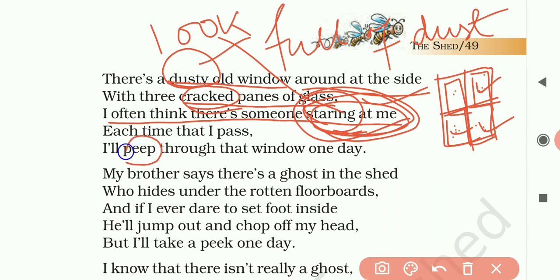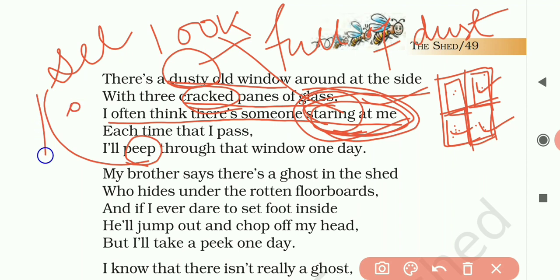I will peep. Peep means खिड़कियों से झांकना. To see through a small hole. Suppose there is a window here and there is a small hole in it. Okay, so as you know that the window's glass panes are cracked, so through those cracks I think you can peep into the house. What is there inside can be viewed. A little bit of view can be taken. So that is called peep. English में उसको कहते हैं peep, मतलब देखना, झांकना. I'll peep through that window one day.